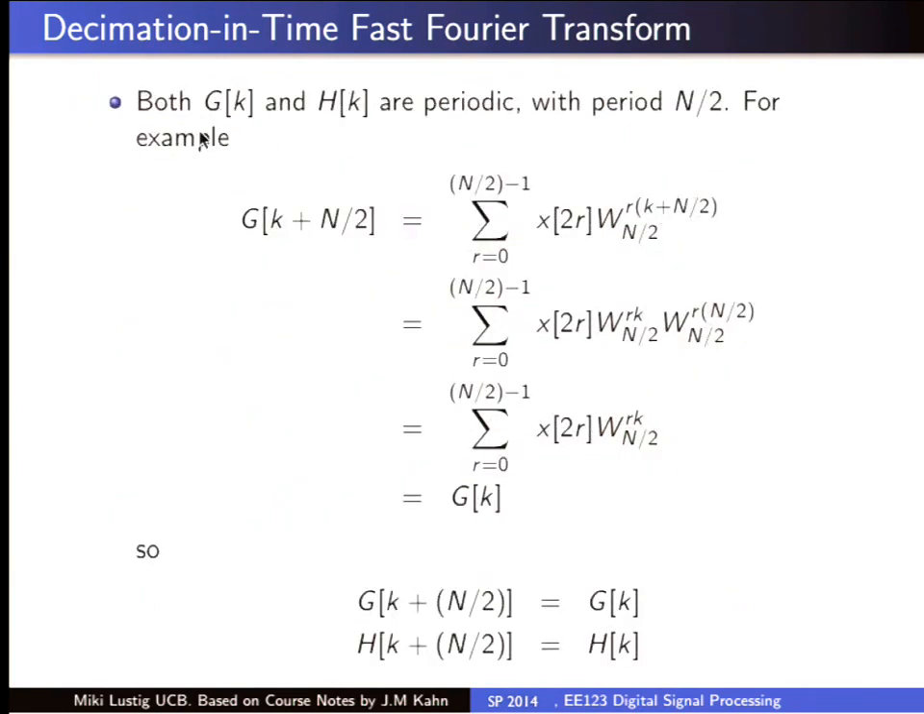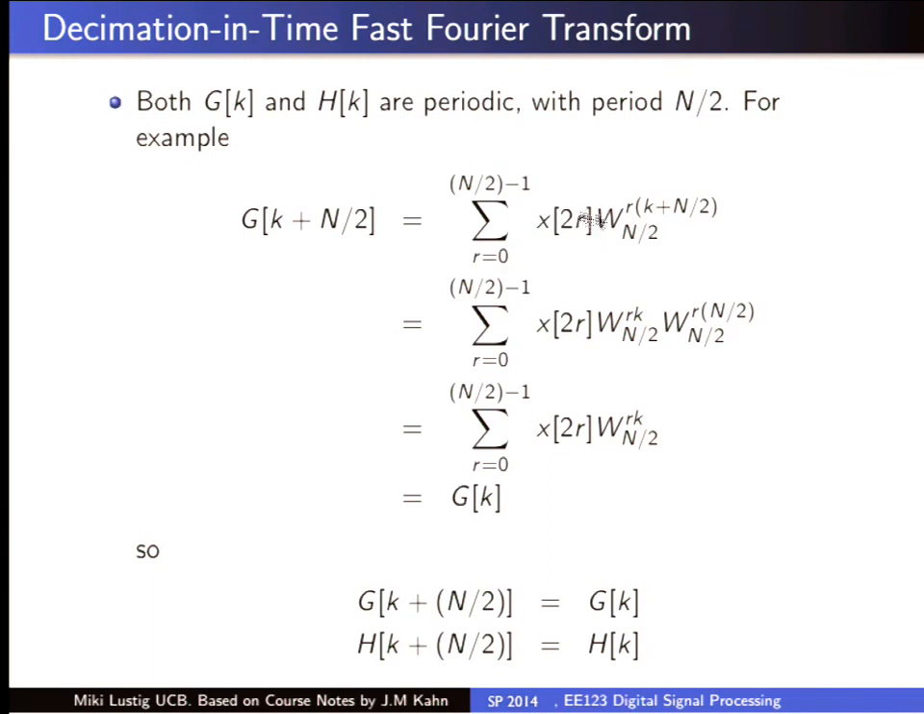Now, let me argue that both g of k and h of k are periodic, and they have a period of n over 2. It kind of makes sense, because they're n over 2 sequences, and you compute a DFT of them. So if you compute a DFT of this n over 2 sequence, then it has to repeat. You can actually show that very simply. If you put k plus n over 2, I have 2r over here.